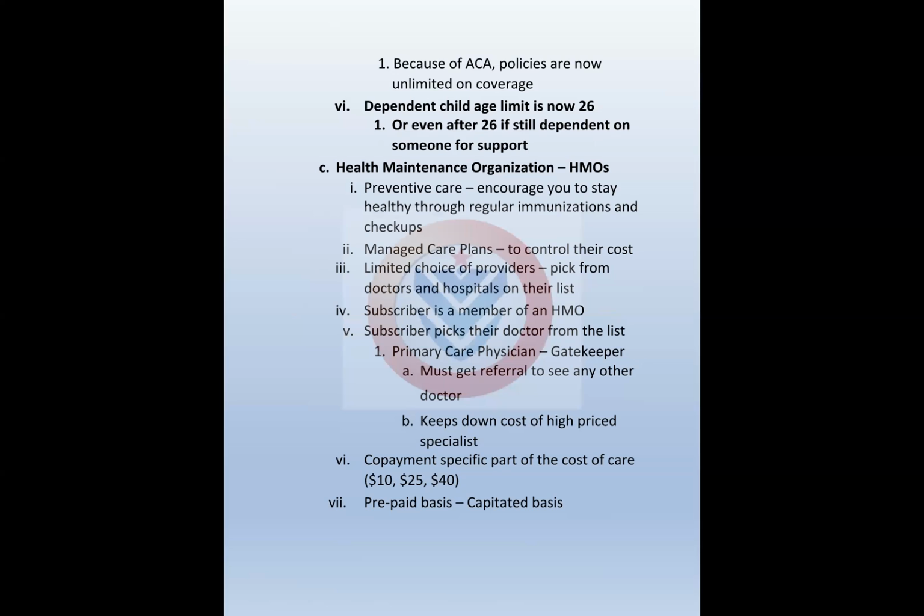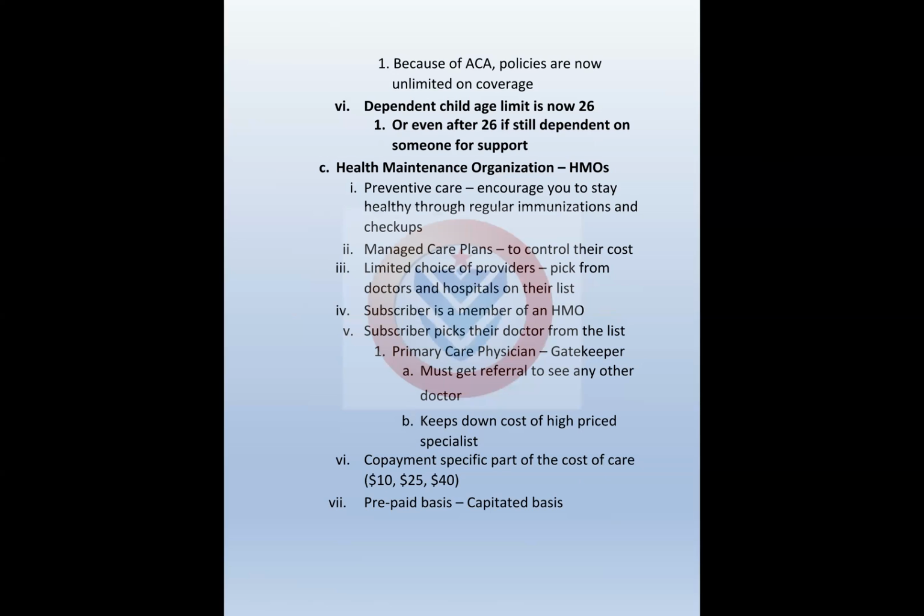Now let's look at some different plans and the words you need to associate with each one for your test. First, there are health maintenance organizations, or HMOs. HMOs are all about preventive care. They encourage you to stay healthy through regular immunizations and checkups. They want to catch stuff early. Now, all of these plans we talk about are called managed care plans. They are helping to manage your care. The whole purpose behind managed care is to control their cost.